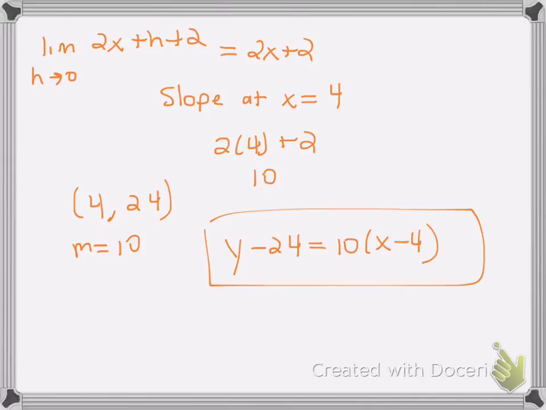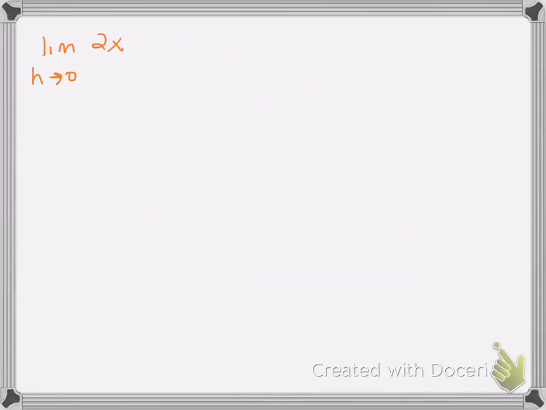So now, when we get to this part, we're going to go ahead and take the limit of that function as h approaches 0, because we want the distance between these 2 points to get closer and closer and closer. So when that h value approaches 0, we're left with this function 2x plus 2. Alright, so now what we need to do is find the slope at that value. So we're going to use that x value of 4.